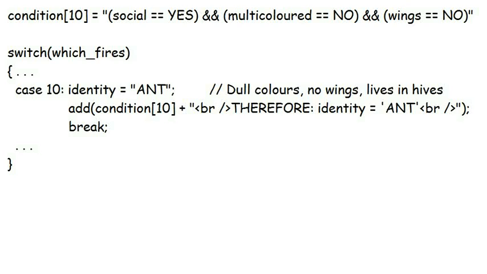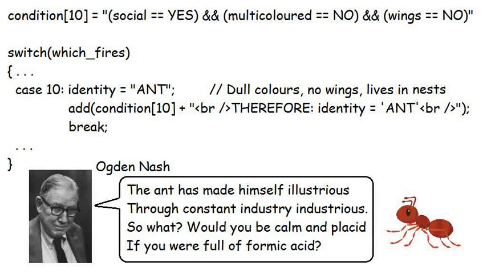Let's look at Rule 10 for an example of a logic rule. The condition for this rule is that the creature must live in social groups, but cannot be brightly coloured or multicoloured and can't have wings. In this case, we have identified the creature as an ant. Okay, I know that ants do have wings during the swarming season, but I've tried to keep things simple. So bite me. Unless you're a red ant, of course, because red ant bites really do sting. Something to do with formic acid, I believe.